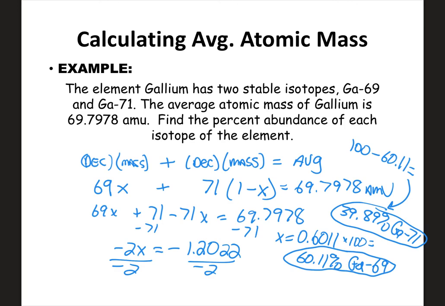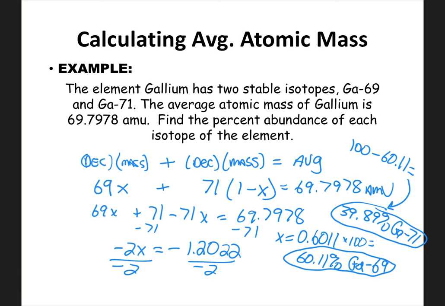People always say, well, what if I put x with the other isotope and 1 minus x with the 69? Your work would still come out to be the exact same answers as long as you paid attention to which one you put with x. All right? So you're still doing a decimal times mass problem. The key is you don't know the decimal. So you have to do an x and a 1 minus x.